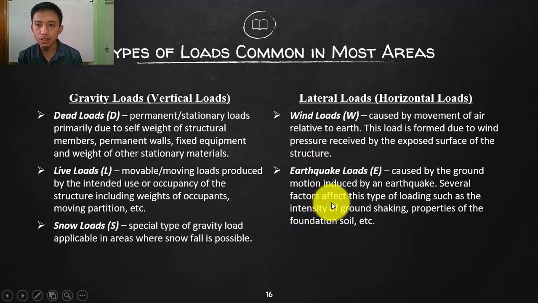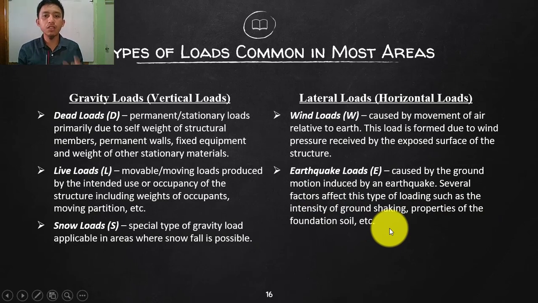Earthquake loads are caused by the ground motion induced by an earthquake. Several factors affect this type of loading, such as the intensity of ground shaking and properties of foundation soils. This is a little bit complicated type of loading, so there's a separate subject for understanding the behavior of an earthquake on a structure, called earthquake engineering.